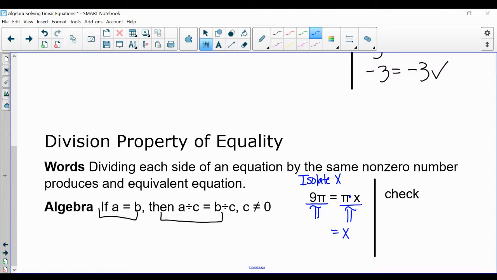When I do that, the pi simplifies out. Pi over pi is just 1. So it just simplifies out, and then I have 9 left over. So I'm going to check my work. I'm going to say 9 pi is equal to, so I'm going to put my 9 in there where the x is, and that's true. I'm just going to rewrite it because I can, because of the commutative property of multiplication. So I know 9 pi is equal to 9 pi.